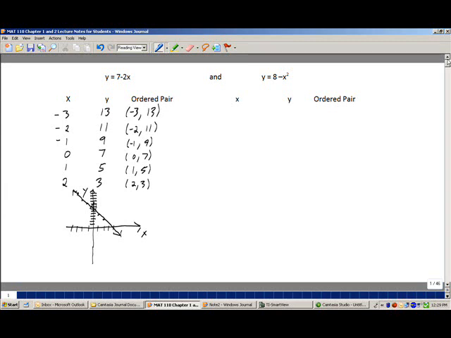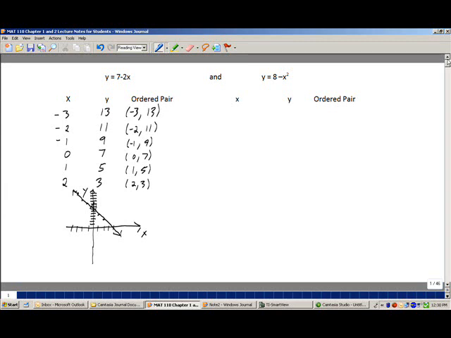So a graph, and you might not have ever thought about it this way before, a graph is a picture, if you want to think of it, of the solutions of an equation. All the solutions are being pictured by falling on that line. But not all graphs are lines. Let's look at our next example here, y equals 8 minus x squared.